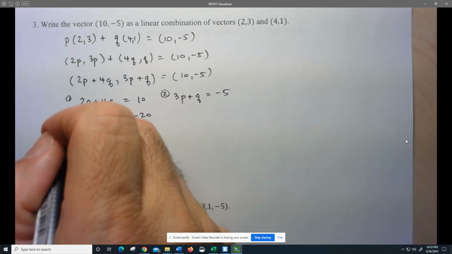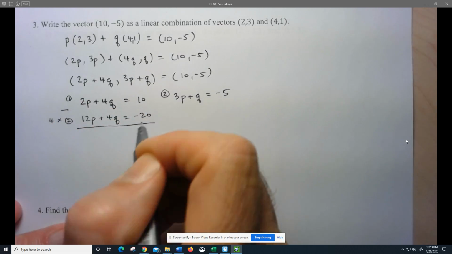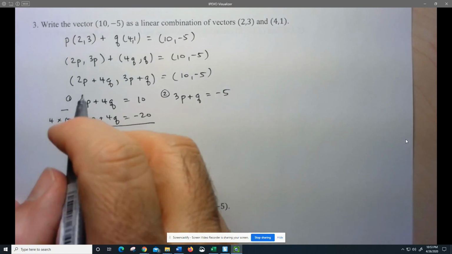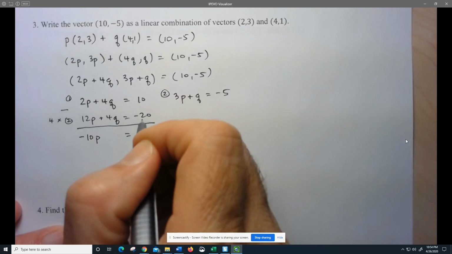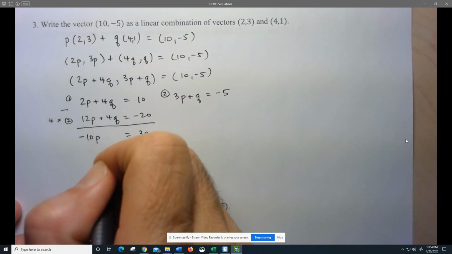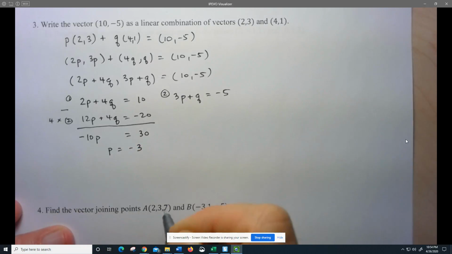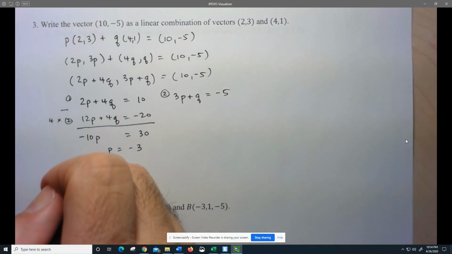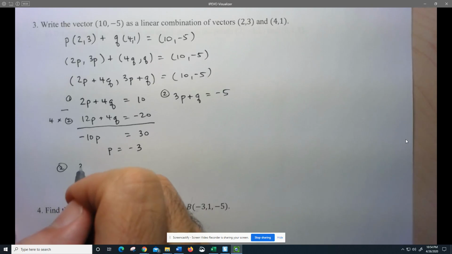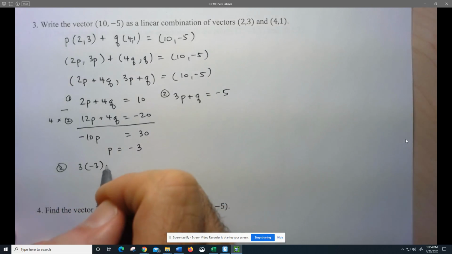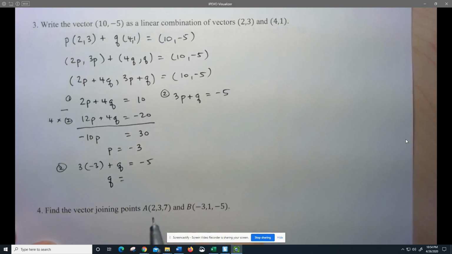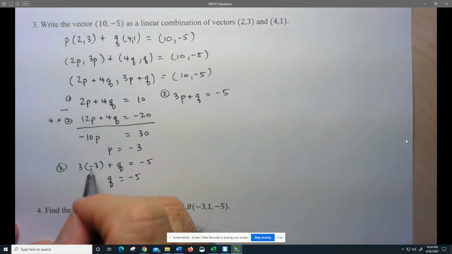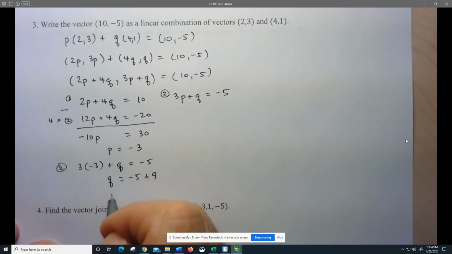And here I'm going to subtract them in order to eliminate the q's. Okay, so 2p minus 12p is -10p, equal to 10 plus 20, which is 30. So that means p is equal to -3. And then I'll use equation 2 to solve for q. Okay, so 3 times p, which is -3 as I just found, plus q is equal to -5. So q is equal to -5, and this is -9. Bring it to the other side, so plus 9. So q is just going to be equal to 4.